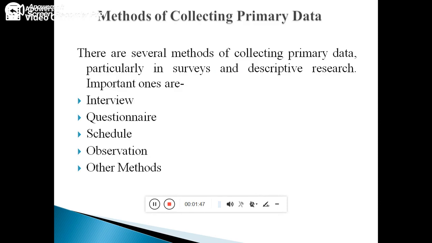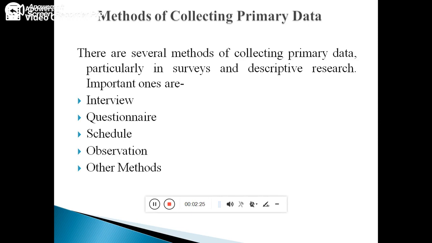Primary data can be collected in several ways, like interview, questionnaire, schedule, observation, and other methods. In an interview, the researcher has a one-to-one meeting with the interviewee, and the interviewee is a qualified person in his job. Specific questions are asked to the interviewee about a specific topic. In the questionnaire, a form is given to the audience and multiple choice questions are given there.